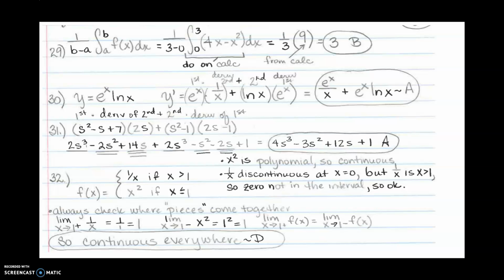And what we got for f of 1 is the same thing as what we got for the limit. So f of a is equal to the limit. So yes, it's continuous at 1. So that means that this function's continuous everywhere.